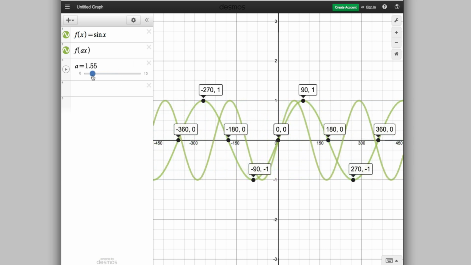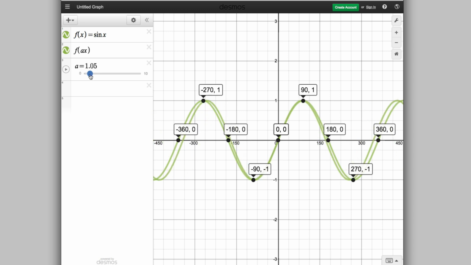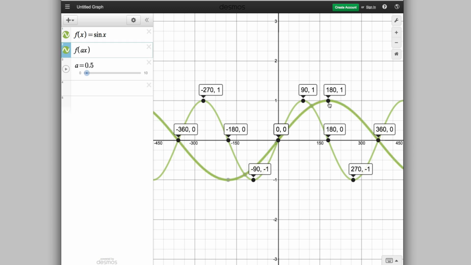Let's have a look at f of 1x. What do you think is going to happen if I let a be 0.5, let's say? Well, let's do it. We seem to be stretching out in the x direction here, and in this case we seem to have stretched out by a factor of 2. I'm going to put in some of the key points there. What was 90 across 1 up is now 180 across 1 up. I do seem to have stretched out by a factor of 2 in the x direction. So let me pull it back here so they're on top of each other as they were before.